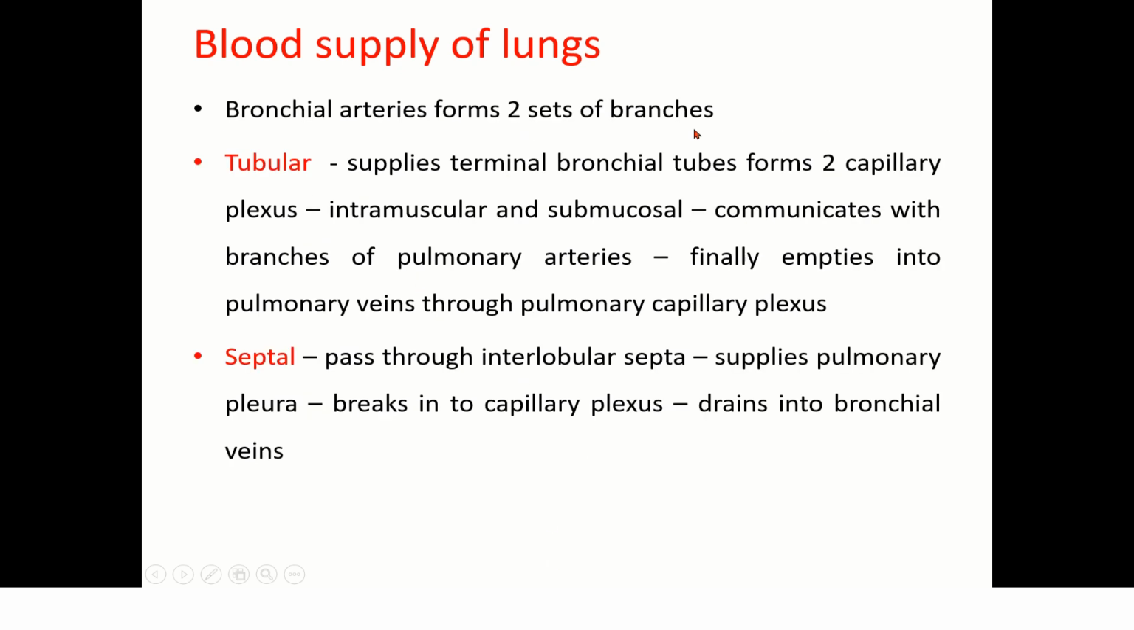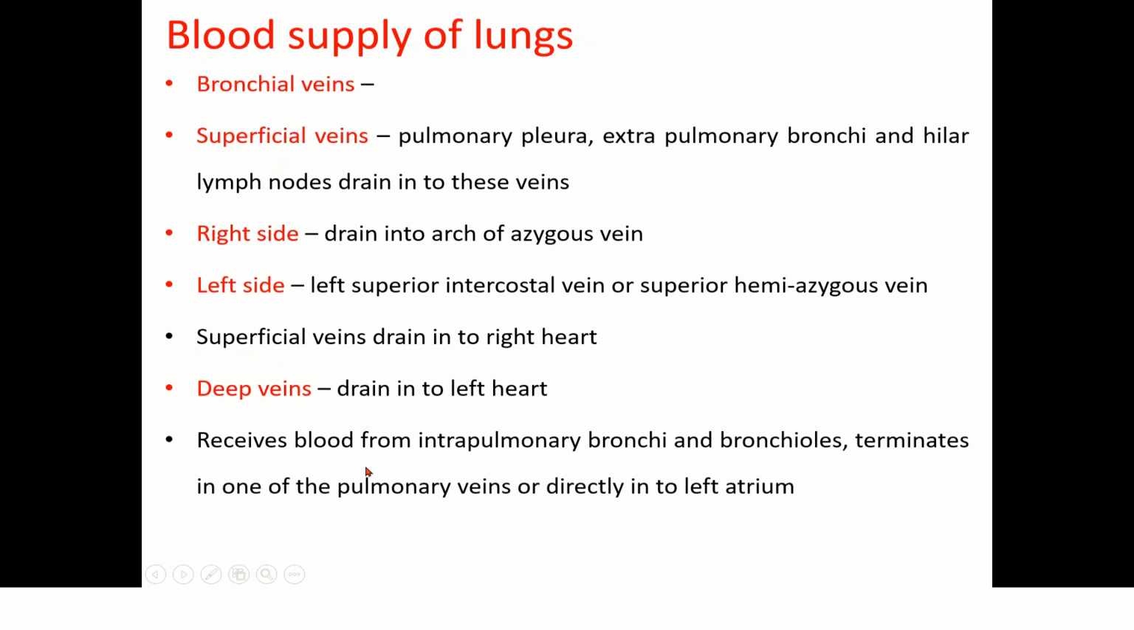So bronchial arteries form two sets of branches. The tubular branches, as the name itself speaks, supply terminal bronchial tubes, form two capillary plexuses, intramuscular and submucosal plexus, communicate with the branches of pulmonary arteries, and finally empty into pulmonary veins through the pulmonary capillary plexus. Whereas septal branches pass through the interlobular septa, supply the pulmonary pleura, break into a capillary plexus, and drain into bronchial veins.